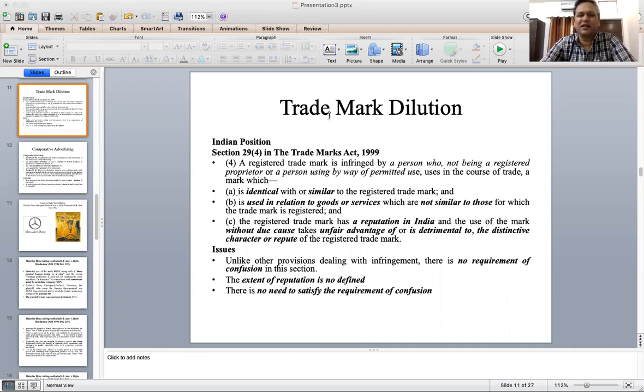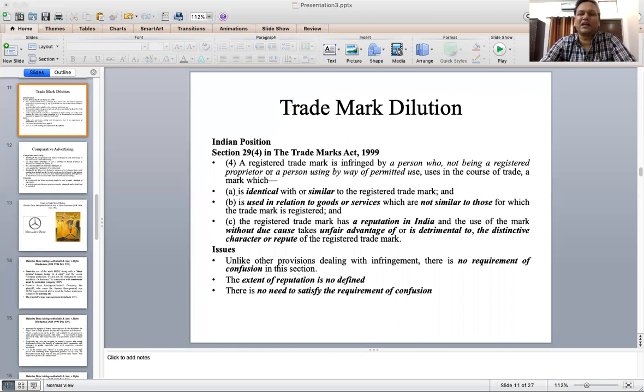I have already gone through it, so I am just summarizing. I will send you that video. There are three modes through which dilution could occur. Number one is blurring. Blurring, as you know, is making the image produced by that trademark a little unclear. So blurring you can do by having certain changes in that very trademark, but still people make a connection that it is coming from the well-known trademark. So that is called blurring.